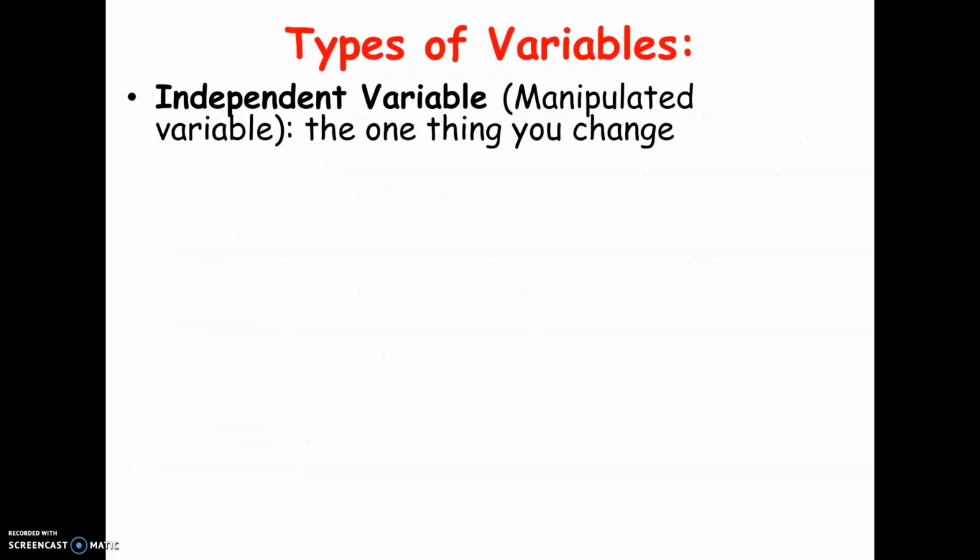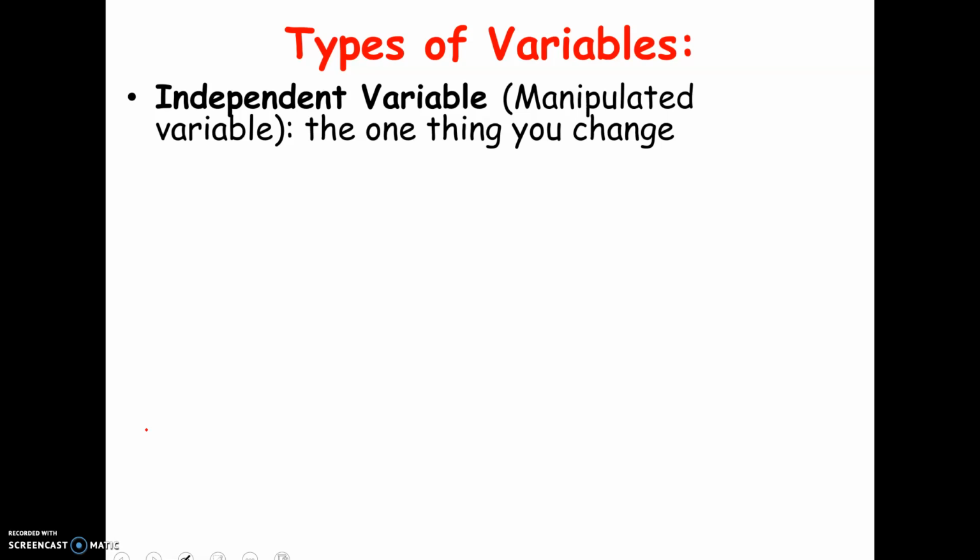So in an experiment, there are some specific variables that we're always going to have. The first one is our independent variable. Sometimes it's called your manipulated variable. And that's the thing that you're going to be changing in your experiment. You are specifically manipulating and changing that thing. And notice I put the one thing. There can only be one independent variable.